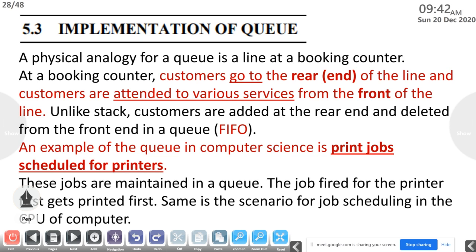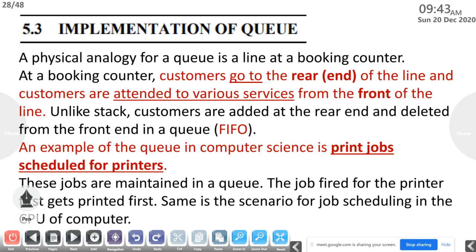So implementation of queue. A physical analogy for a queue is a line at a booking counter. We are saying one example. At a booking counter, customers go to the rear end. For example, we are entering a railway booking counter or somewhere. There may be some rails in between, and between the rails we can enter into the queue. Customers go to the rear end, and we are getting the service at the front end.